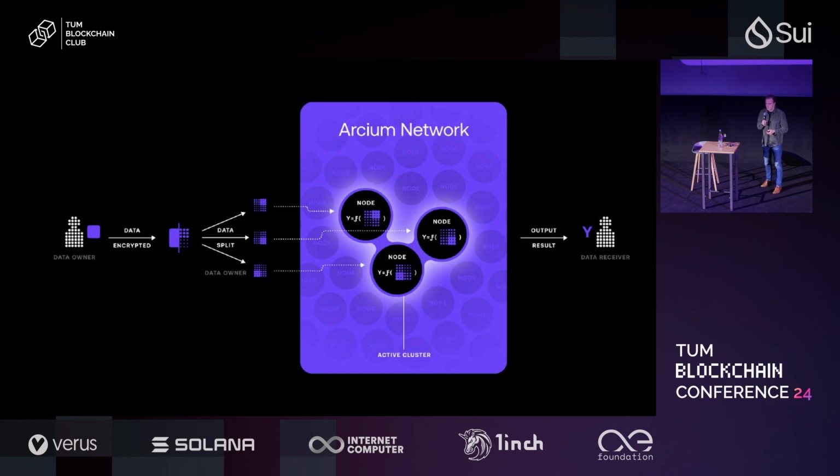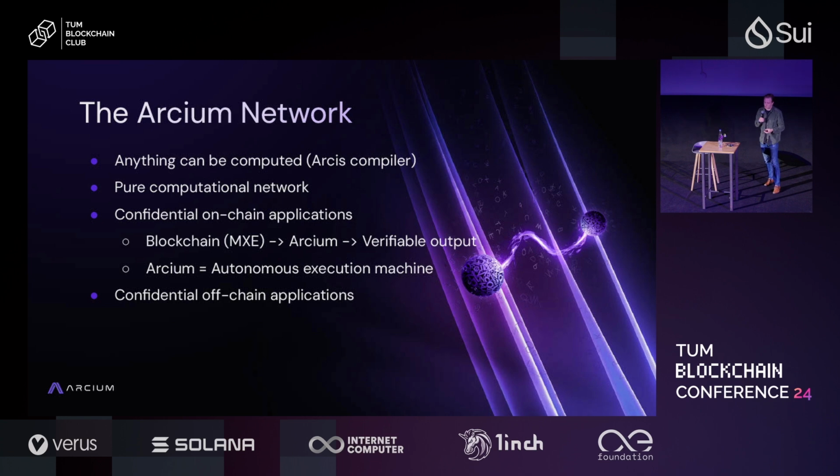And so with this system in place, what's possible is for anything to be computed. We've designed a compiler that allows any arbitrary program, any arbitrary Rust program or Python programs to be compiled into a format that the Archium network, those MXE instances, can understand and can process securely. It's a purely computational network, and it allows for both confidential on-chain applications and confidential off-chain applications.